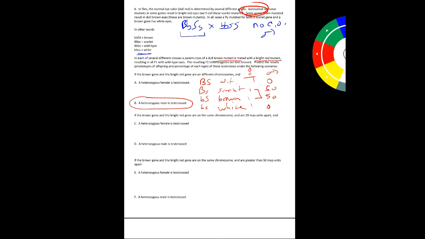If they're 20 map units apart, so we're going to continue to get these things. And these are going to be wild type. These are going to be scarlet. These are going to be brown. These are going to be white. Because we started out this way, we crossed a brown to a bright red, so that's a brown to a scarlet.